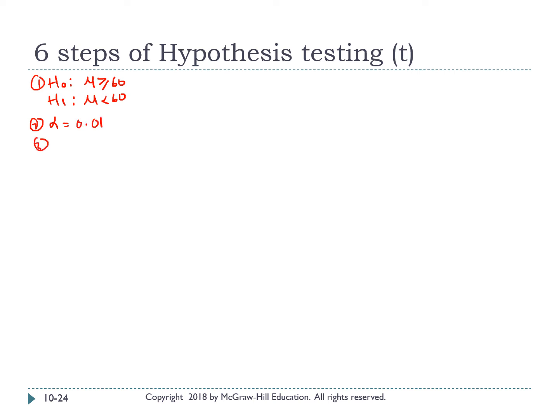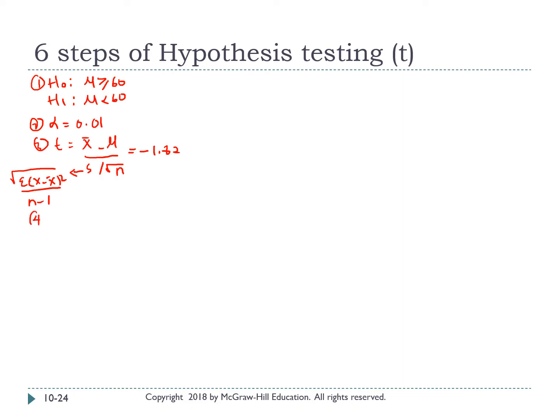Step number 3, we have to compute the T statistic. In this case, we are using T statistics. What is the formula to compute T statistics? X bar minus mu over small s divided by square root of n. What is this small s? It refers to our sample standard deviation, and the formula to compute this small s is equal to the square root of the summation of x minus x bar squared over n minus 1. Given all this information, we should get the value of our t equal to negative 1.82.